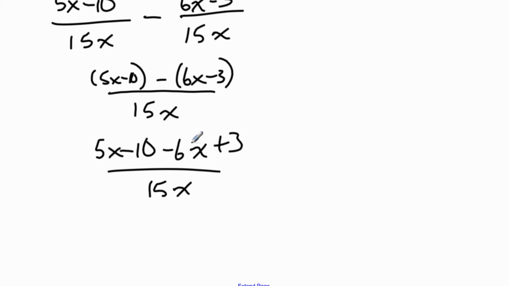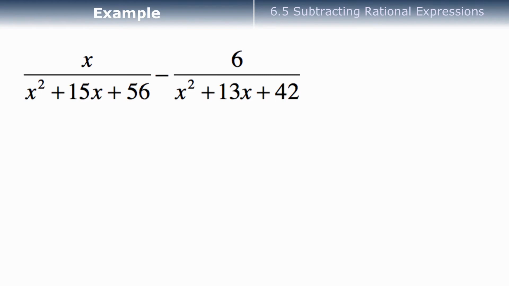Collect like terms, 5x take away 6x is negative x. Negative 10 plus 3 is negative 7, all over 15x. And that would be my answer for this question. Okay, so there's another one.